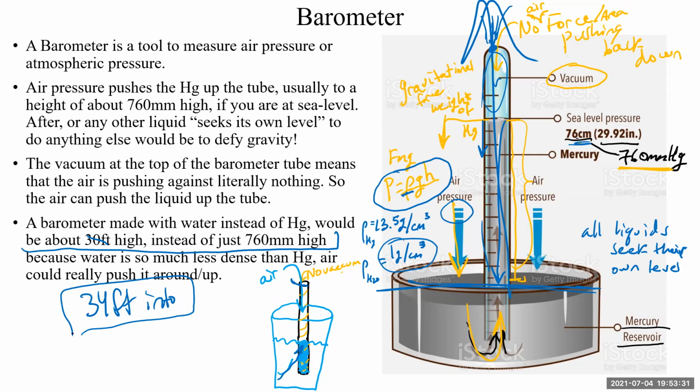And I don't know about you, but I don't have anywhere to put a 34-foot high barometer. I can't even get a Christmas tree of decent size into my place, let alone a 34-foot barometer. So because of that, we don't use water. We use the toxic liquid metal mercury instead.